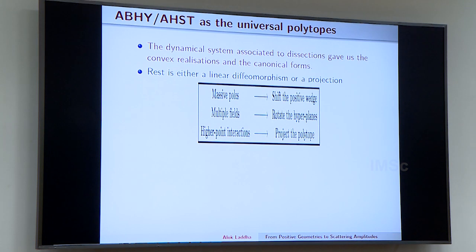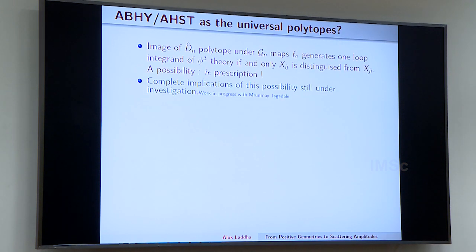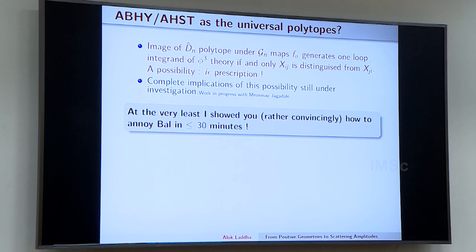Okay, so here is more or less a final answer: a dynamical system associated to a dissection gave us some convex realizations of some combinatorial geometries and some forms, and the rest is only either a linear map, a GLN map, or some projection. And here is a small dictionary we could write down: if you want massive poles, then you just shift the entire geometry. If you want many fields, you have to rotate it using this GLN. And if you want to have higher point interaction, then just project the polytope along some boundaries. Okay, so I think that I'll skip this.